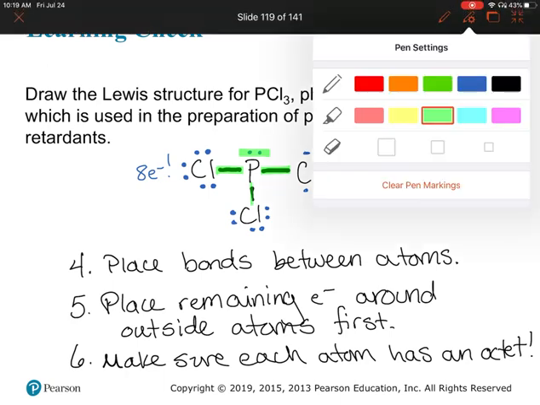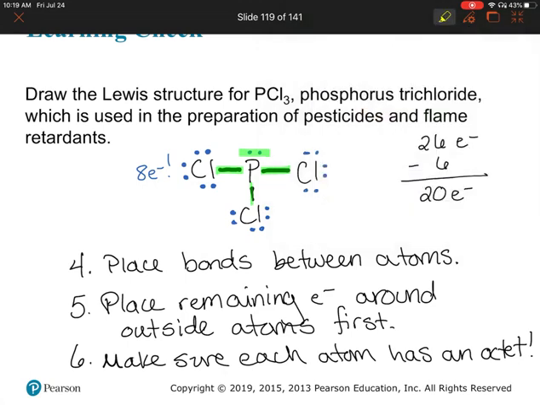Now what about each chlorine? So each chlorine has ownership over its shared electrons with phosphorus, and then its 3 lone pairs, which is 8. And each chlorine looks pretty similar. So everyone has 8 valence electrons.